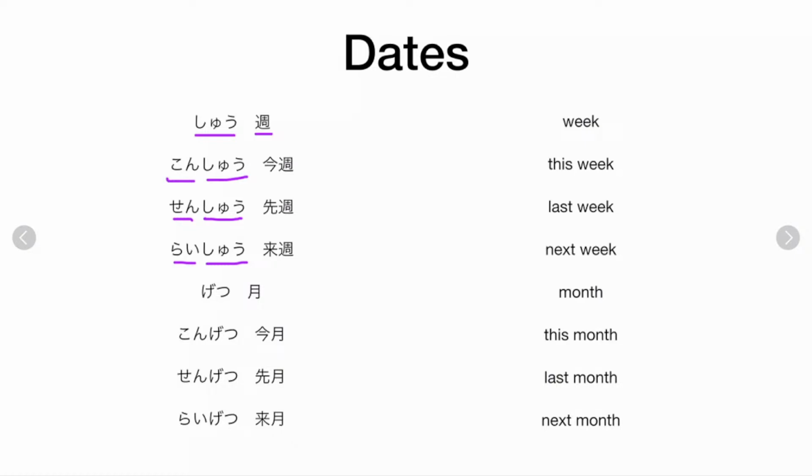Similar pattern for month. Month is getsu. So current is kongetsu. Last is sengetsu. And the next is raigetsu. And you can see from the kanji, this is now, last, next. Now, last, next. Okay? And then they're read the same way. So it's shu is week, konshu, senshu, raishu. And if it was month, getsu, kongetsu, sengetsu, raigetsu.